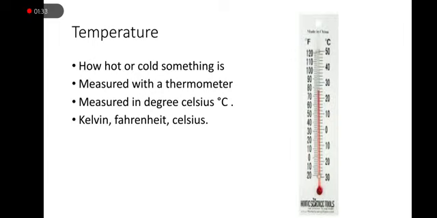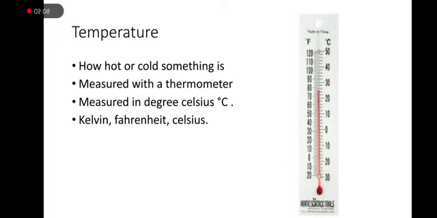So first of all, I will tell you the difference between temperature and heat. Temperature and heat are different from each other. Temperature means how hot or cold something is. We measure it with an instrument called a thermometer. It is measured in degrees Celsius, Kelvin, and Fahrenheit. So we use these three units to measure temperature.